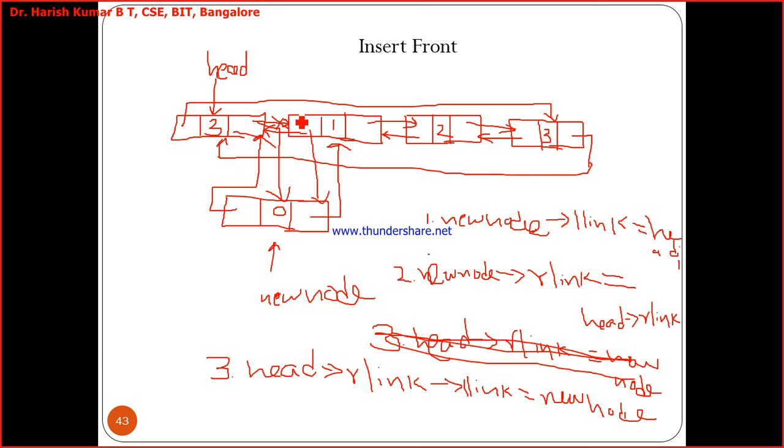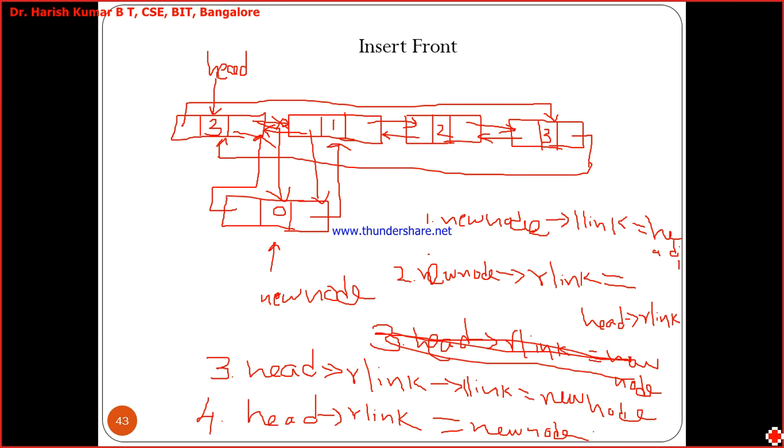Okay, so now you have to go for breaking these links. How to do that? So the fourth one. Head arrow, this line you can write now. Head arrow R link. Now you go for updating. R link is equal to new node. Hope you people understood?